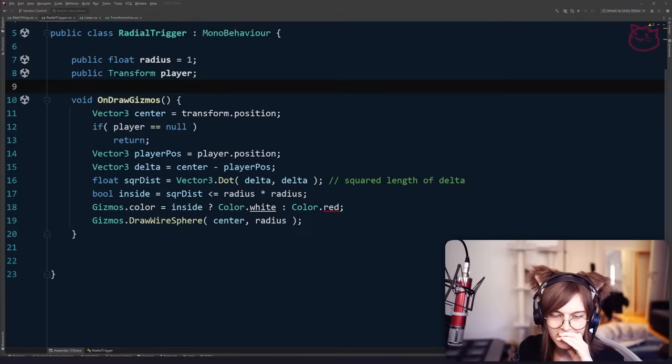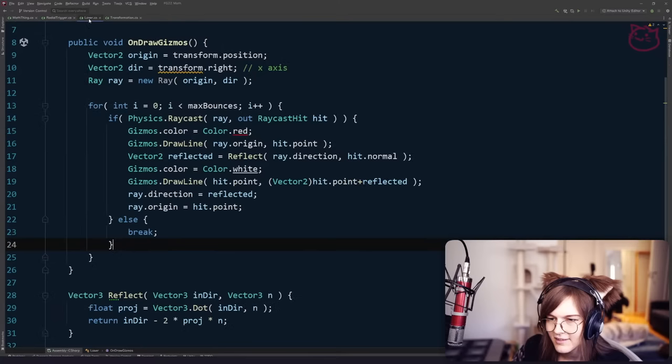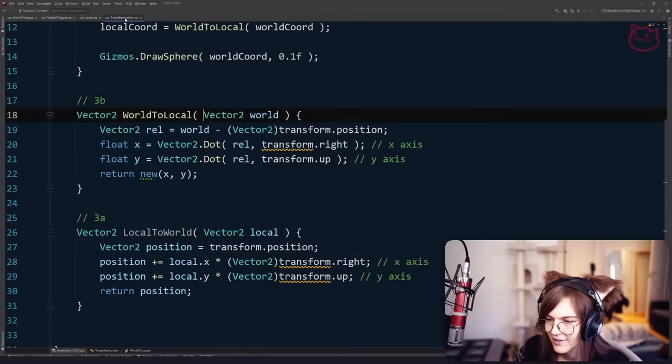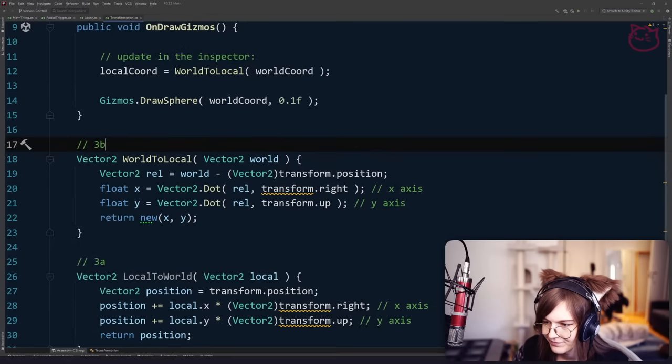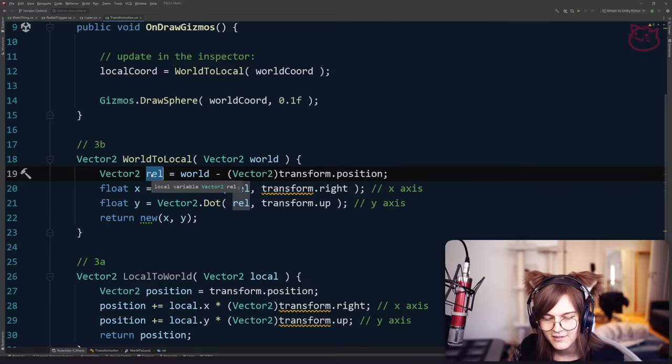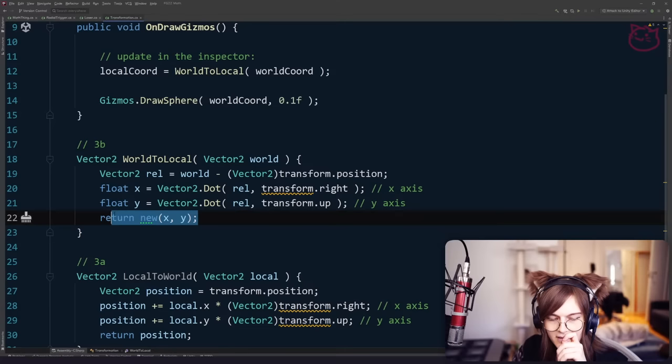Question. Why don't we add that to the new world position? Maybe explain 3B one more time, if that's okay. Why don't we add that to the new world position? What exactly are you... Which part? Are you wondering about why we do this relative vector thing, or... Line 22?